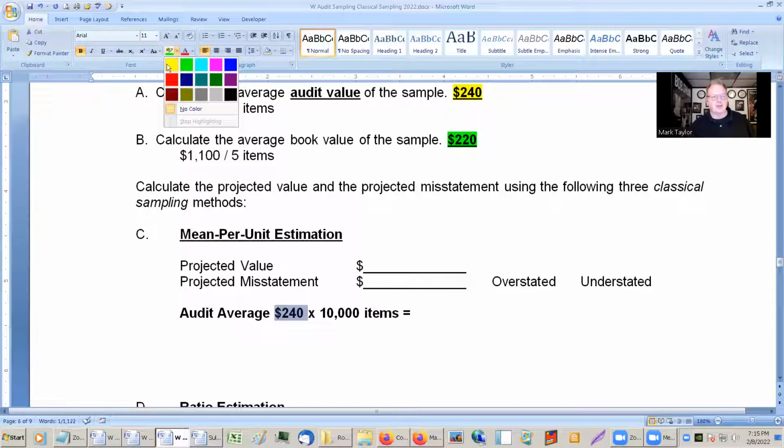I'll color code that so I know. So this will be the projected value.